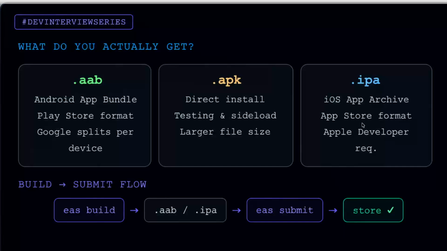So what's the difference between AAB and APK? AAB is the modern format for the Play Store. Google optimizes the final APK as per the device. APK is a directly installable file.